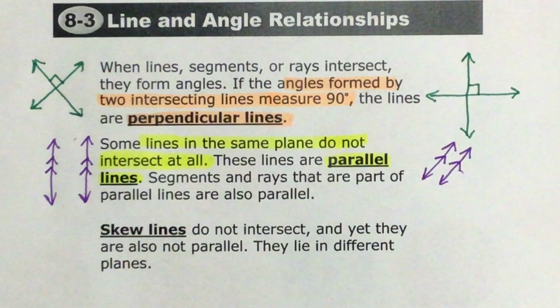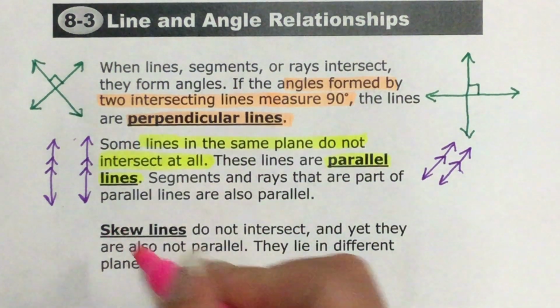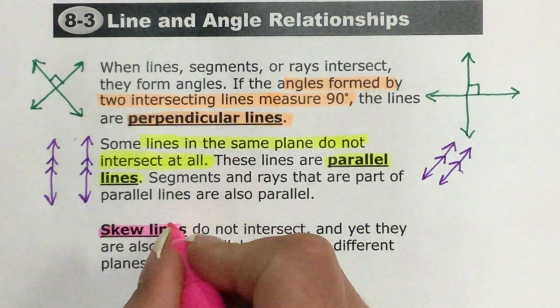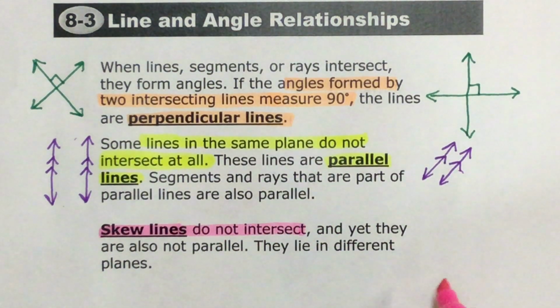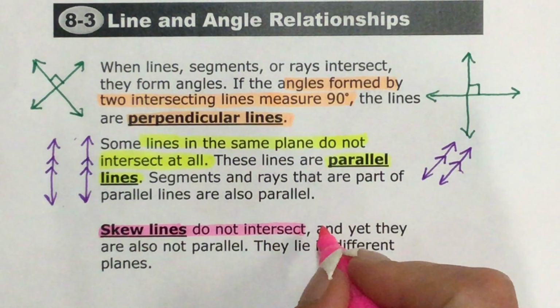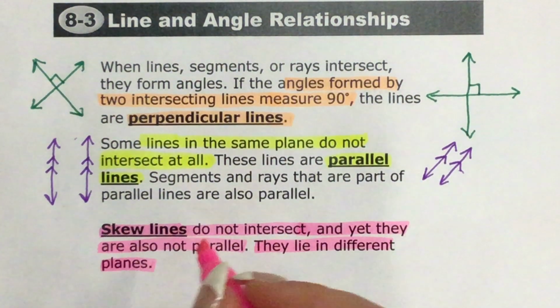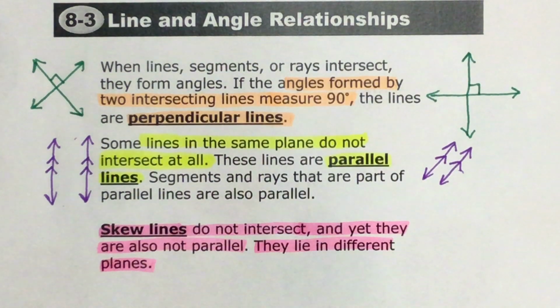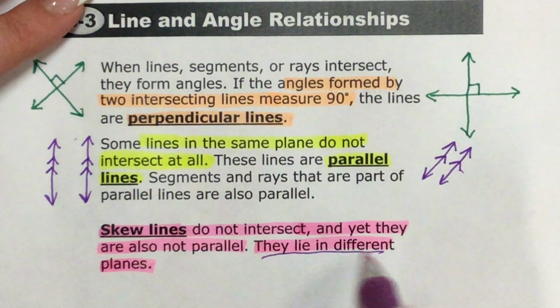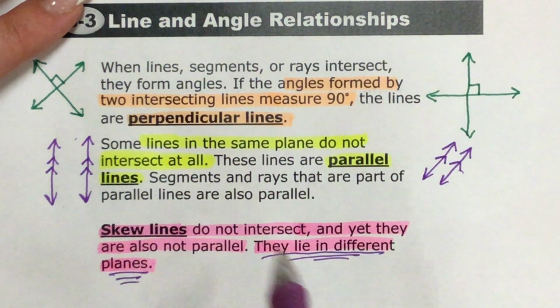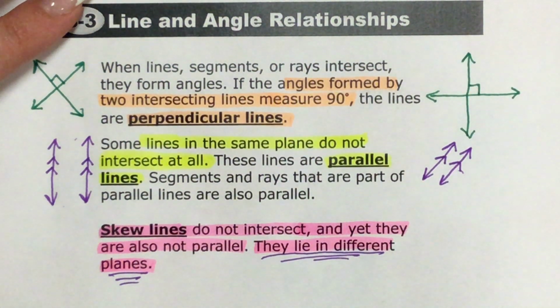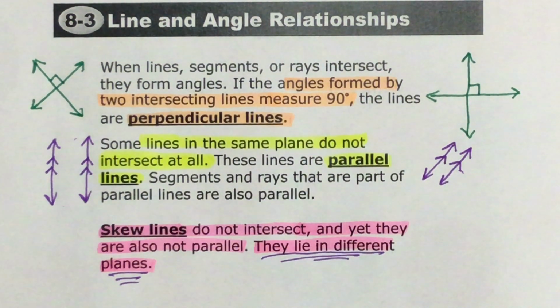The third term we're going to talk about is skew lines. Skew lines do not intersect, and yet they are also not parallel. They lie in different planes. So that's a big, big, big deal. They lie in different planes. So they don't intersect, they're not parallel, and they lie in different planes. We're going to look at an example in a little bit, and I'll show you exactly what skew lines are. Okay?